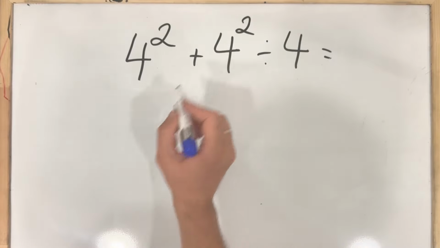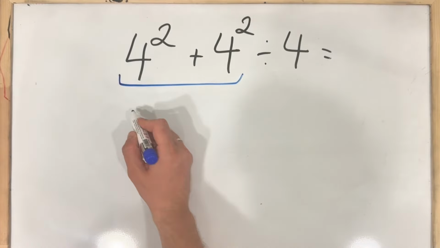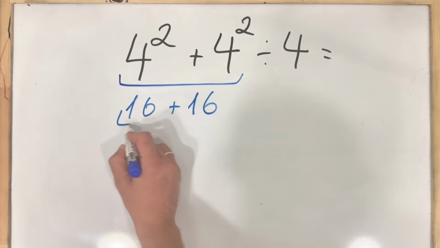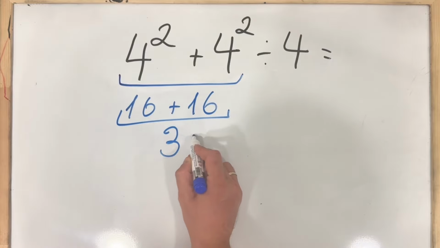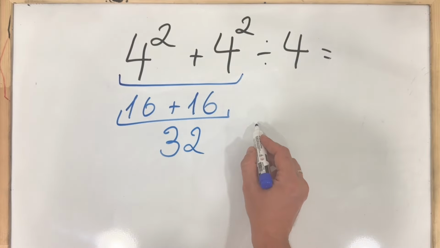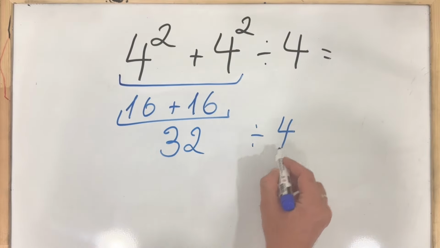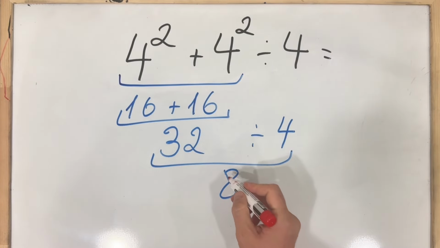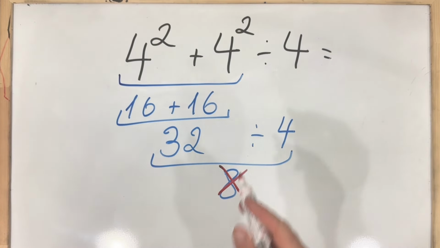4 squared plus 4 squared is 16 plus 16, which equals 32. 32 divided by 4 equals 8. But this answer, of course, is not correct.